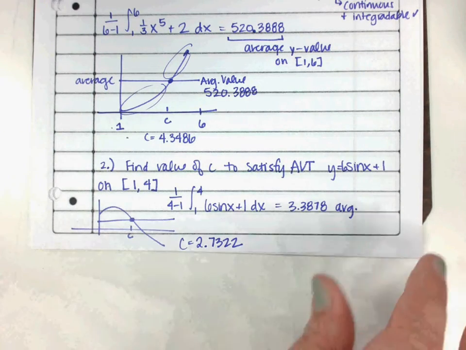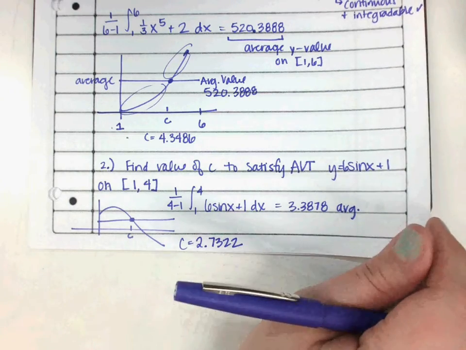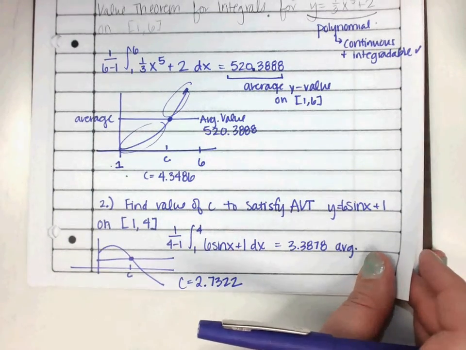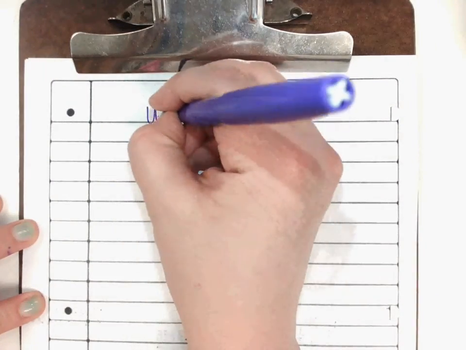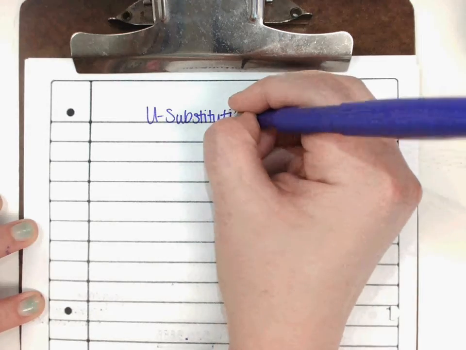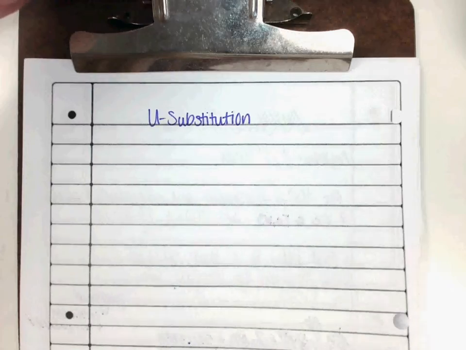Okay, so now I want you to retitle a new thing in your notes. You're going to learn how to do U substitution. Okay? U substitution is what it's called. Like the letter U. You don't need a calculator now. Okay, but that's your title. U substitution.